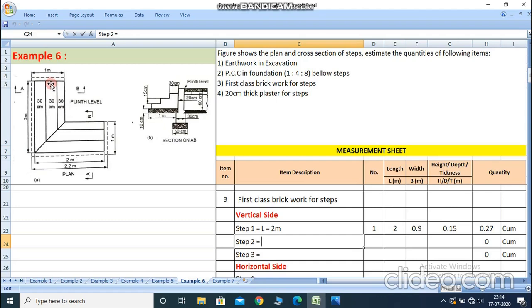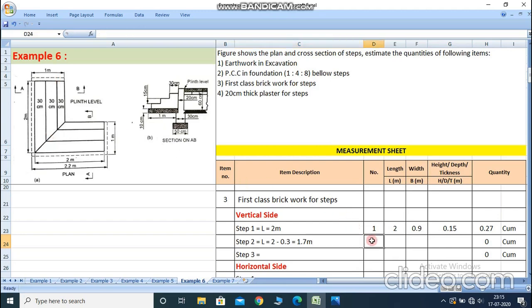Now we calculate the total length for step 2. So here 2 meter is already given in the plan. See this portion, 2 meter. So 2 meter minus 30 centimeter minus 30 centimeter. So 30 centimeter is converted to meter. So the total length for the second step is 2 minus 0.3 minus 0.3, and the answer we got is 1.7 meter. So 1.7 meter is from this point to another point. 1.7 meter is the length of the second step for the vertical part.